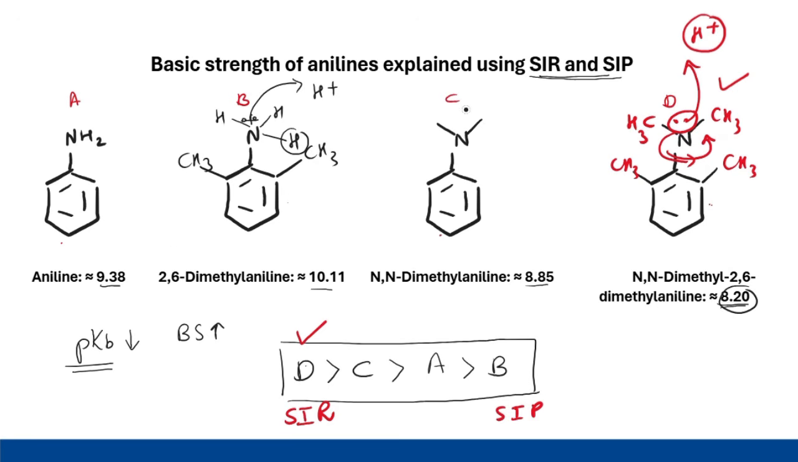Then how do you explain molecules A and C? You can explain it using inductive effect as well. See, N,N dimethyl means what? They are electron donating groups. So they increase the electron density on nitrogen. That's why it will donate the electrons easily to the incoming proton.